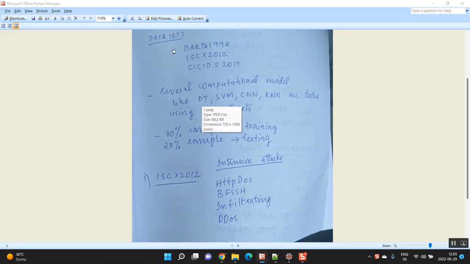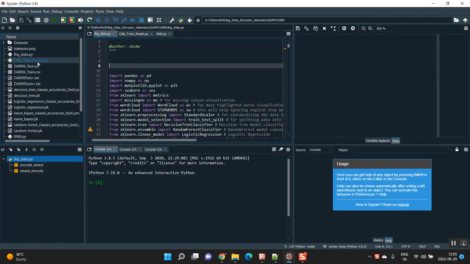Actually, the first data set which you had informed me is DARPA 1998. For that, you had informed me I have to do several computation models. Those models will be CNN and RNN, these two being train models, and decision tree and SVM for ML classification. So first, I'm going to execute three types of files.